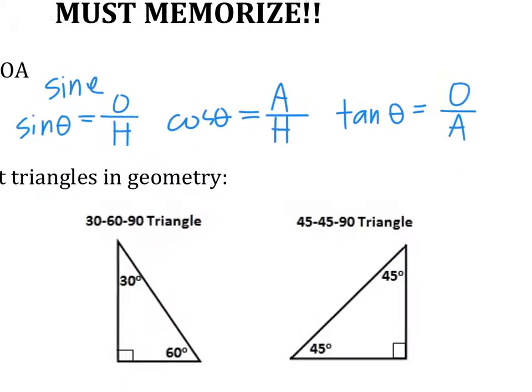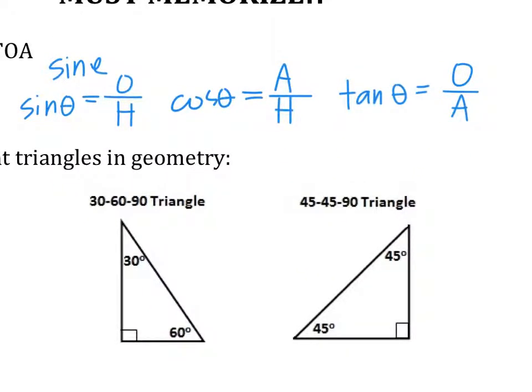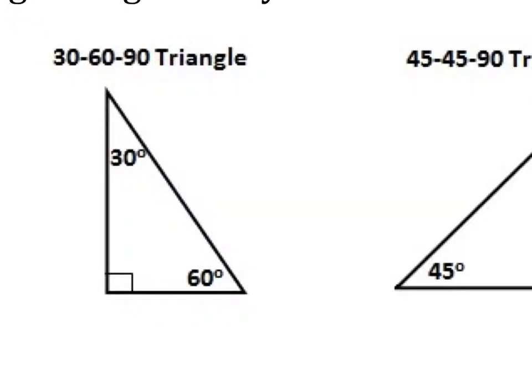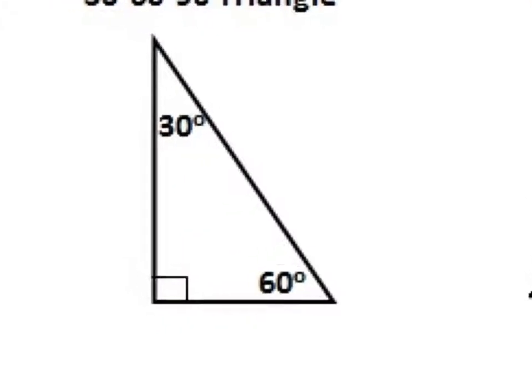Now, there are some special angles in geometry that you learned last year. There were the 30, 60, 90, and the 45, 45, 90 triangles. How many people remember that one? Do you remember the ratio that goes with that one? No. Okay, that's okay. All right, let's start with the 30, 60, 90.